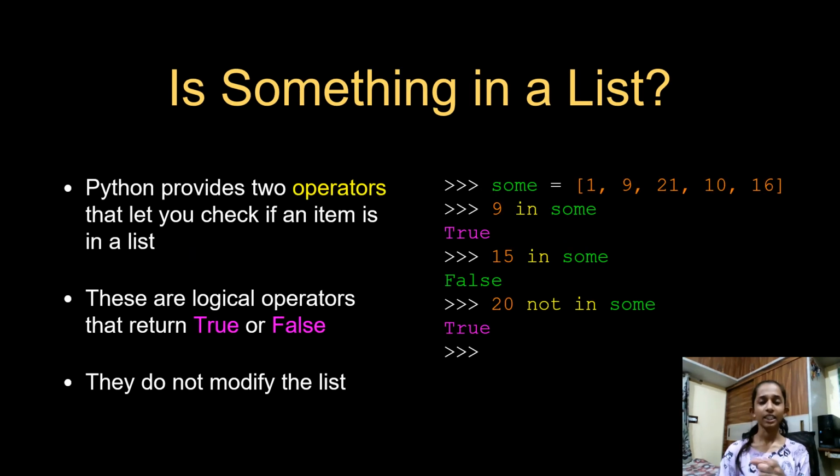Is something in the list? Let's see what this is. Python provides two operators that let you check if an item is in the list. These are logical operators. You know what logical operators are, right? They just provide true or false as an output. They do not modify the list. Yes, sum is the list containing a few elements inside it. 9 in sum. True, right? Because 9 is present in the sum. 15 in sum. We got false as an output, which means 15 is not present in the sum. 20 not in sum. True, because 20 is not present in the sum. In this way we can check the elements inside the list.